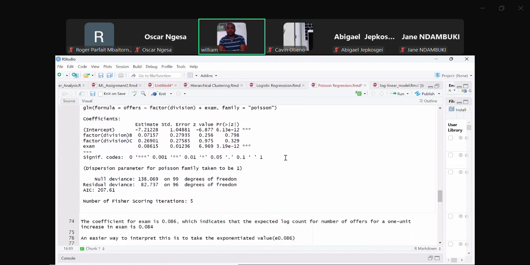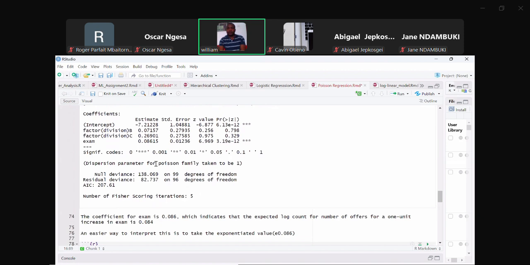So this is quite interesting. If you look at the coefficients, you can see exam is very high and statistically significant because the p-value is less than 0.05. But when we look at division, like maybe B and so on, compared against the base value, you can see a somewhat big coefficient, but they're not statistically significant because the p-values are way bigger than the alpha value.